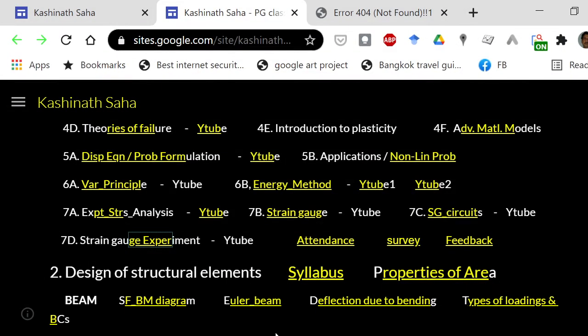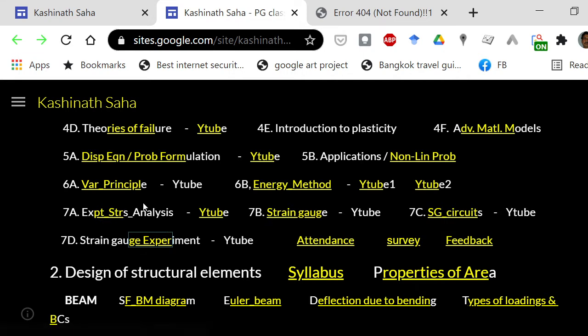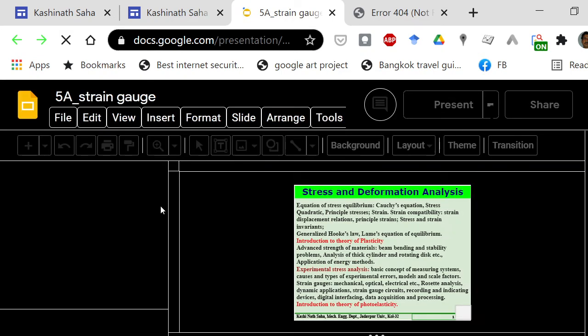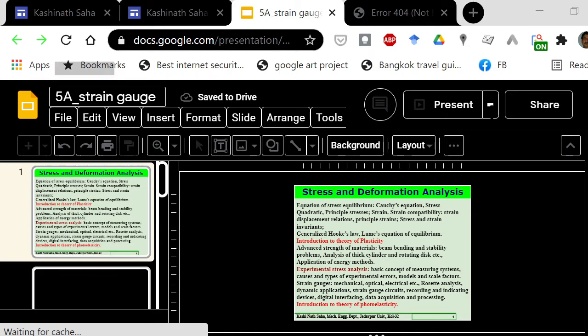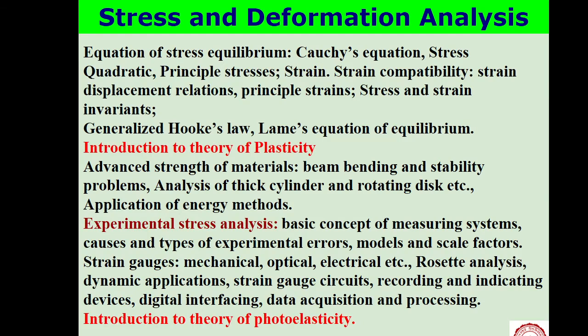Today we will be discussing strain gauge first. Okay. The different features of strain gauge. So in the last lecture we discussed the introduction to experimental stress analysis. Okay. So here if you click this particular link, you will get this slide which is downloaded here, and let me explain from this particular slide.